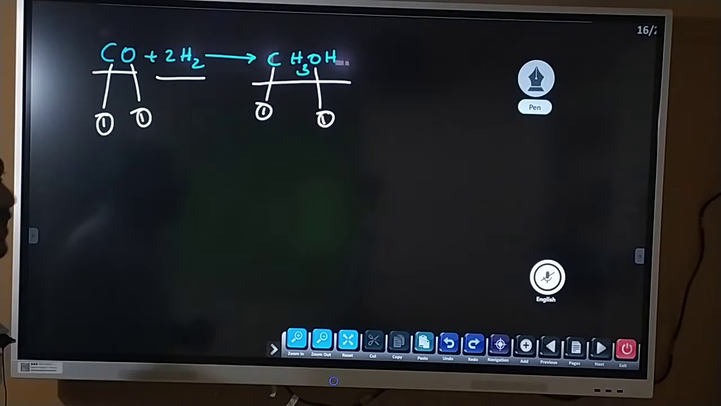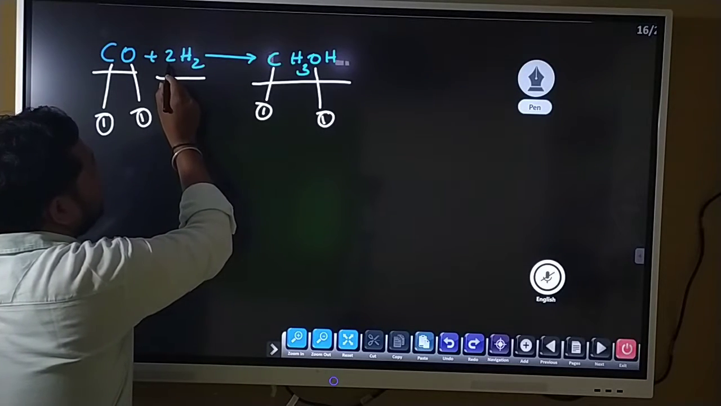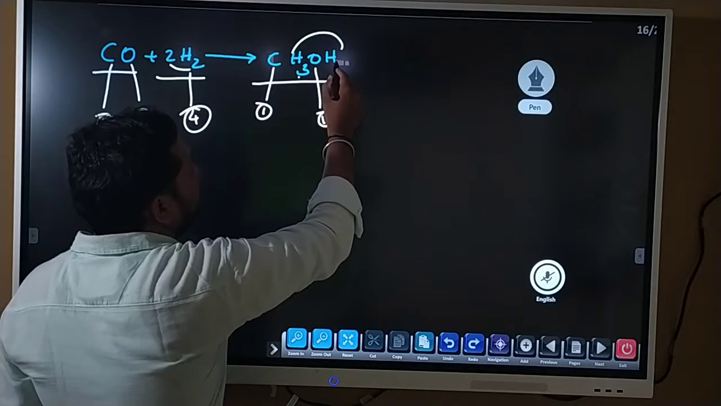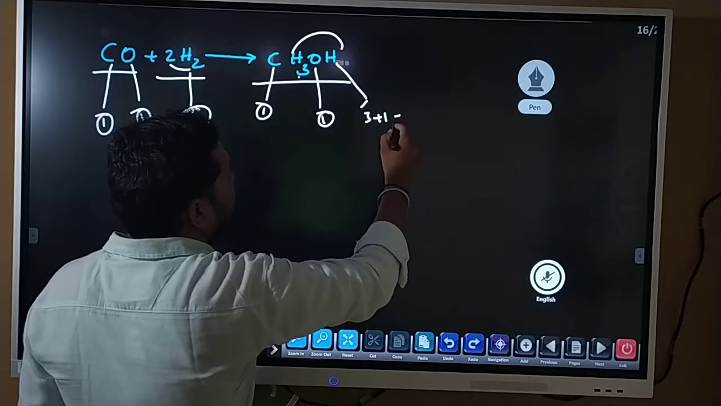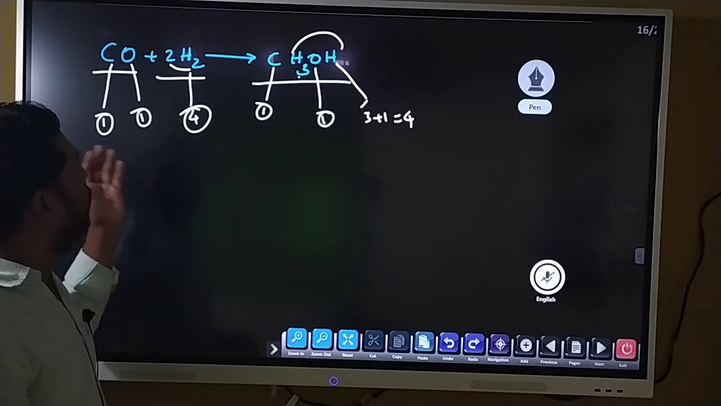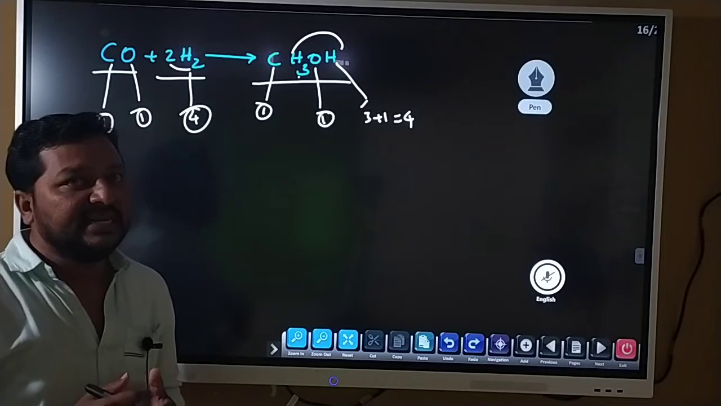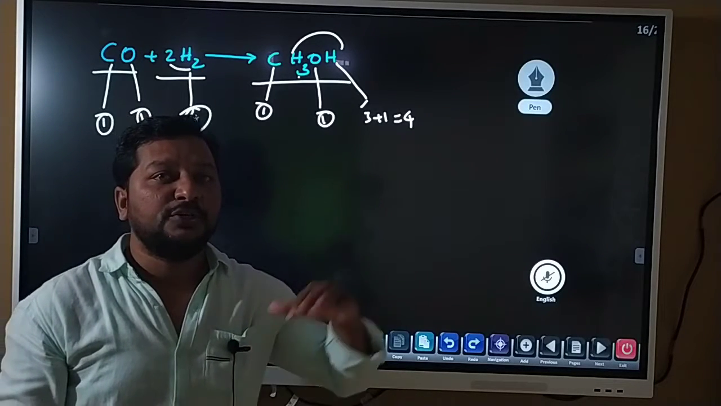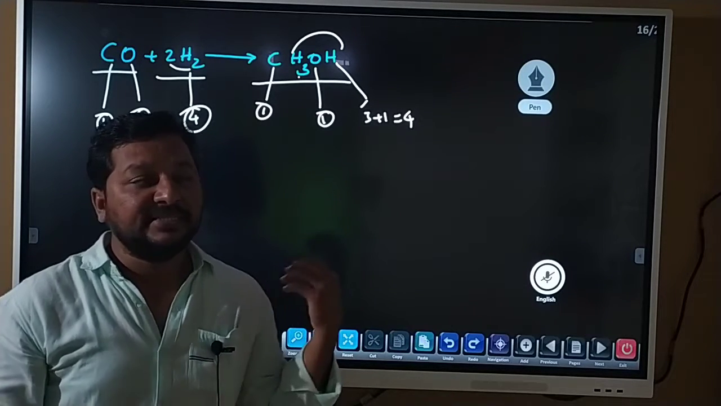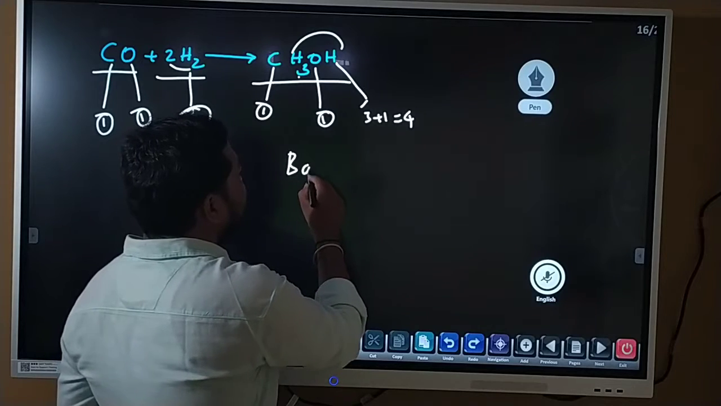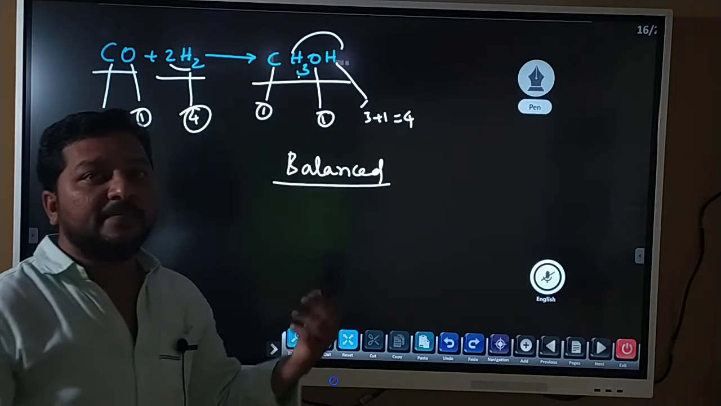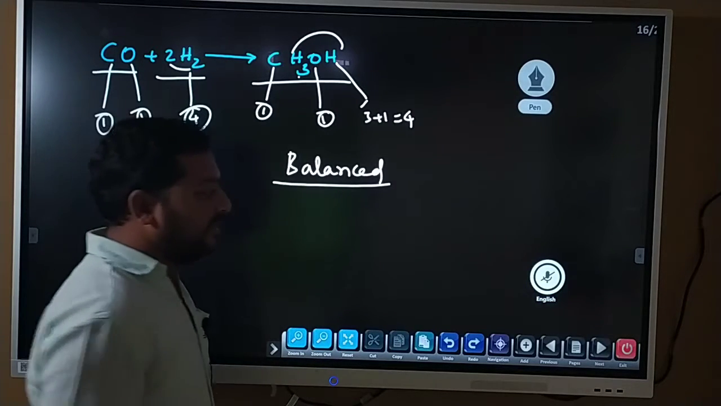Is it clear? Clear. Next, hydrogen, 2 into 2, there are 4 hydrogen atoms. Here 3 plus 1. How many hydrogens are there? 4. That means carbon, oxygen and hydrogen present on the reactant side have equal mass to the product side. That means all the atoms are balanced. That's why this chemical reaction is said to be a balanced chemical equation, and there is no need to balance it again. Okay, next example.